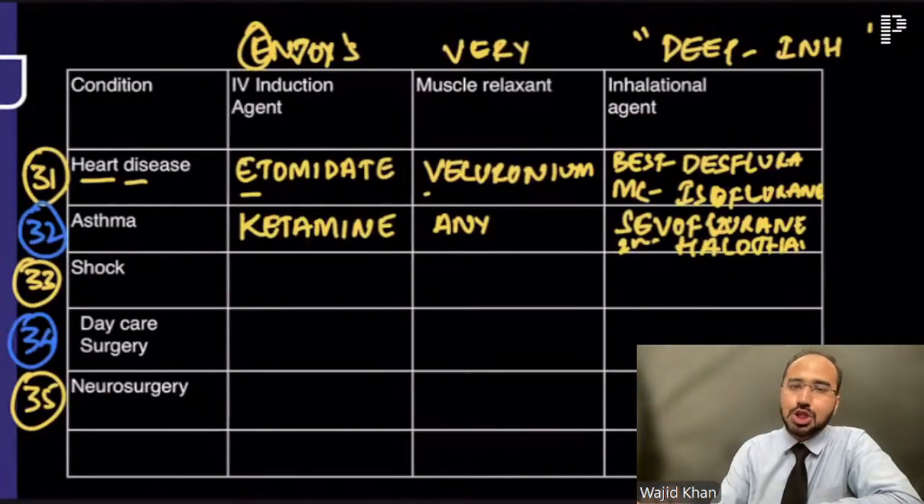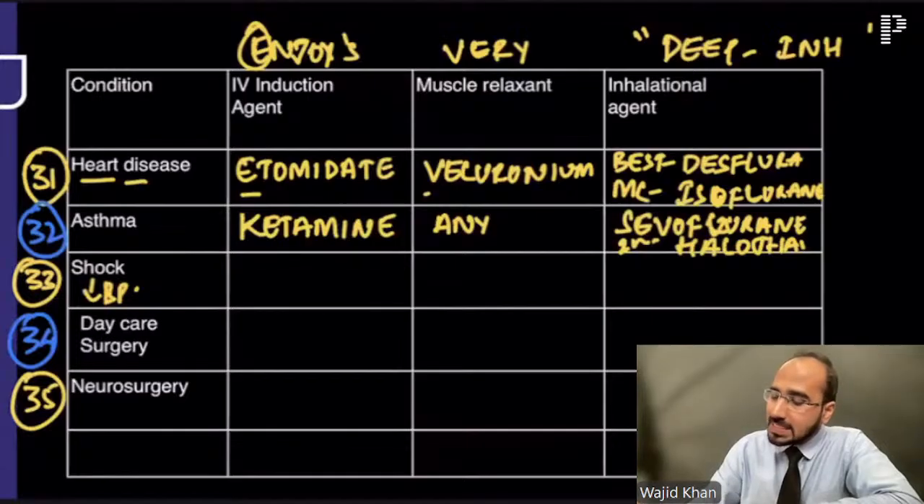Next, guys, shock. When a patient is in shock, he's basically having low blood pressure. So what you need to give? You need to give an IV induction agent and other drugs which will increase the patient's BP. So which is the IV induction agent of choice in shock? Ketamine is the IV induction agent of choice in shock.